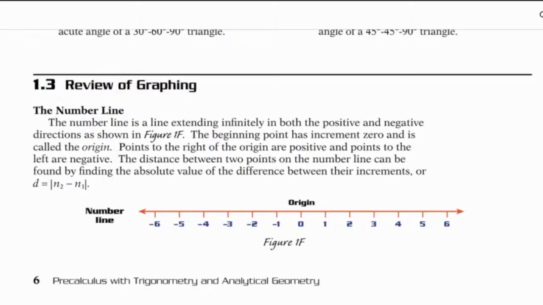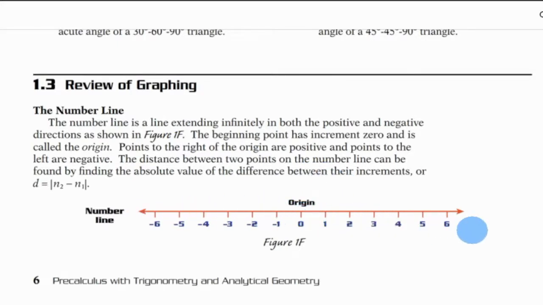This time we're going to talk about graphing. Let's start with the line graph. All right, so this is on page 6 there at the bottom. You will see here where it says review of graphing. We're going to start with the number line. The number line is the line extending indefinitely in both positive and negative directions.